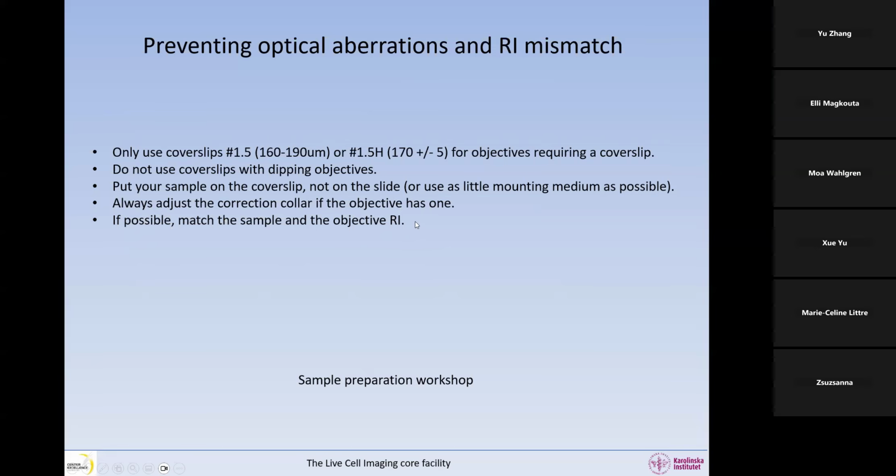If possible, match the sample and the objective refractive indices. If it's not possible, try to use an objective that has a lower refractive index than the sample so that you can use the full numerical aperture. So if you cannot match, use a lower one. For example, if you have an oil sample, use a water objective; if you have a water sample, use an air objective, not an oil objective, okay? Don't have an objective that has a higher refractive index than the sample.